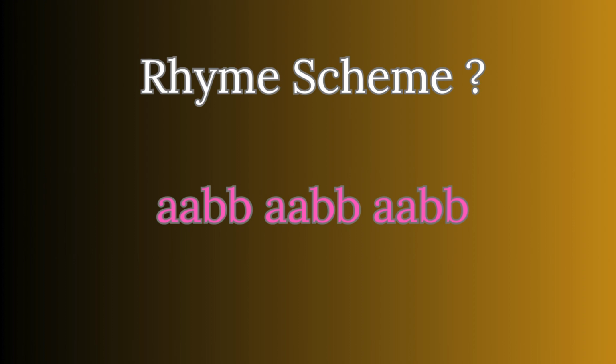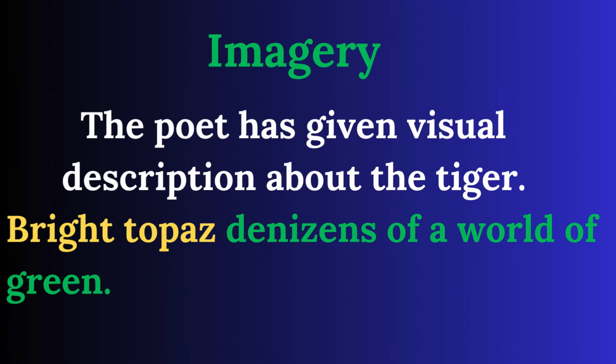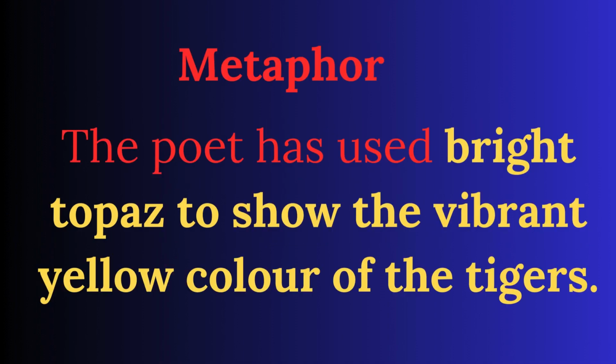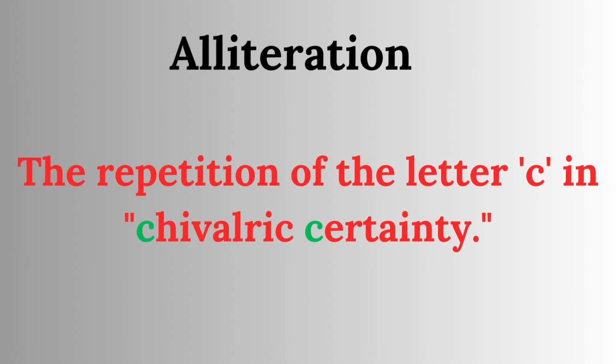Then comes imagery. The poet has used vivid language to describe the tiger. "Bright topaz denizens of a world of green." In this particular line you can find imagery. Then metaphor is used. The poet has used the words bright topaz to show the vibrant yellow color of the tigers. So it is a direct comparison. Metaphor is used here.